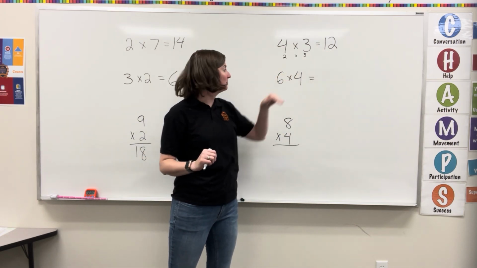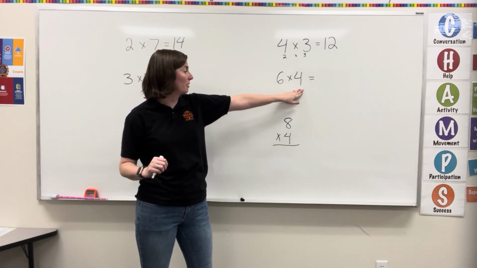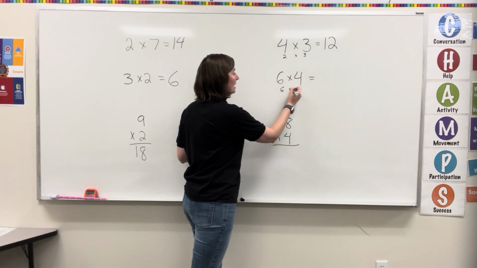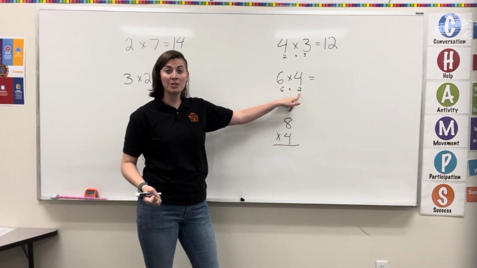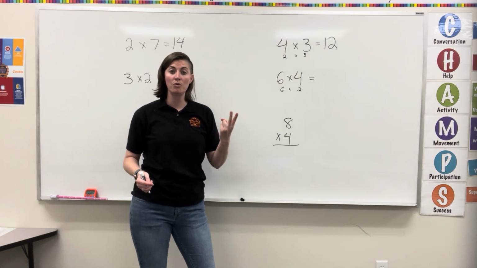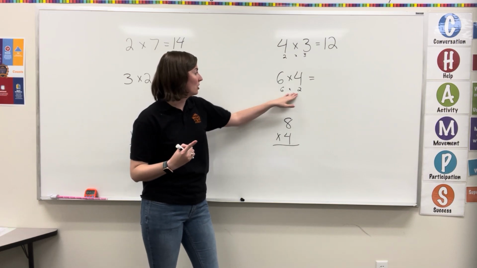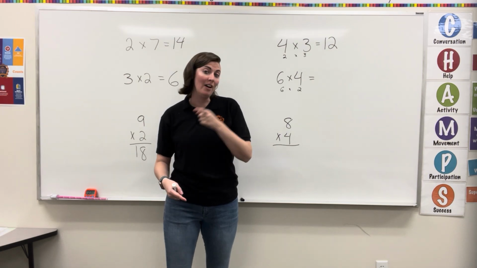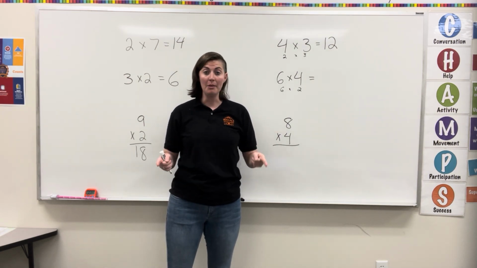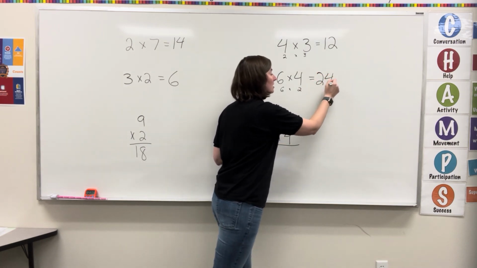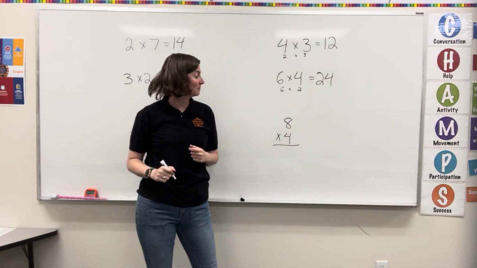Let's do another problem. 6 times 4. Instead of 4, I'm going to use my 2s. So I'm going to say 6 times 2. I can do 6 times 2. I'm going to count by 2 6 times. 2, 4, 6, 8, 10, 12. So I know that's 12. But if I take 12 and do it again, 12 plus 12, I'm going to get 24, which is the answer to 6 times 4.